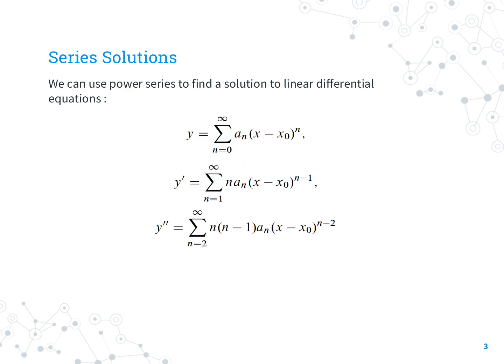We can use power series to find a solution to our linear differential equations. Starting with y equals the sum from n equals 0 to infinity of a sub n times the quantity x minus x naught to the n. From there, when we take our derivative, it's pretty straightforward and exactly the way we would expect. When you have x to an n power and you take its derivative, our power rule says bring the n to the front and then take 1 away from n. So you would have n times x to the n minus 1.